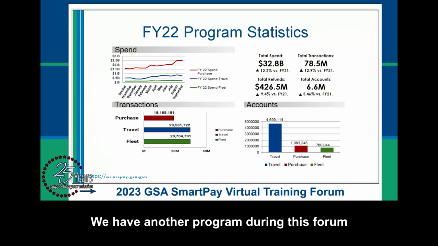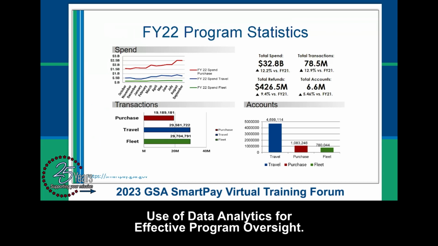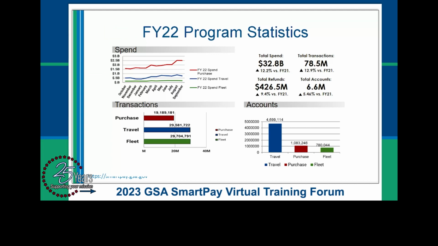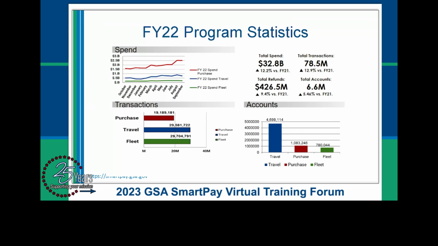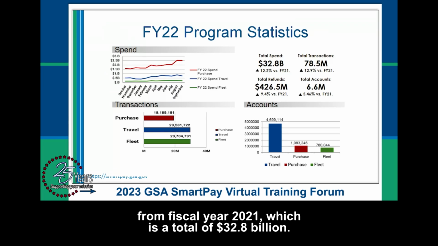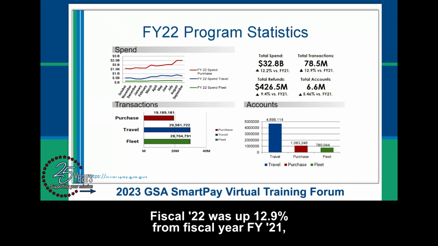We have another program during this forum that will go into a deep dive of program statistics called Use of Data Analytics for Effective Program Oversight. On this slide, I will just touch on the increases from FY 2022. For example, the total spend was up 12.2% from fiscal year 2021, which was a total of $32.8 billion. Fiscal 22 was up 12.9% from fiscal year FY 21, which included 78.5 million total transactions.